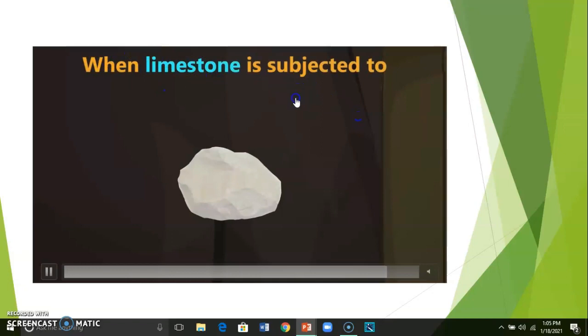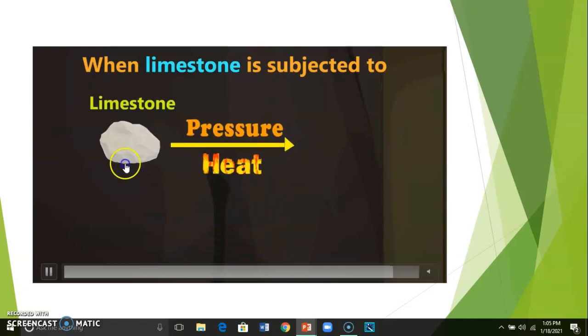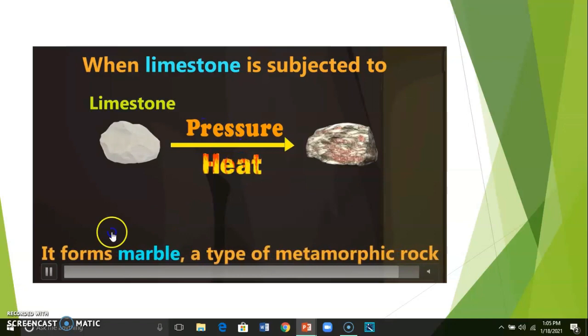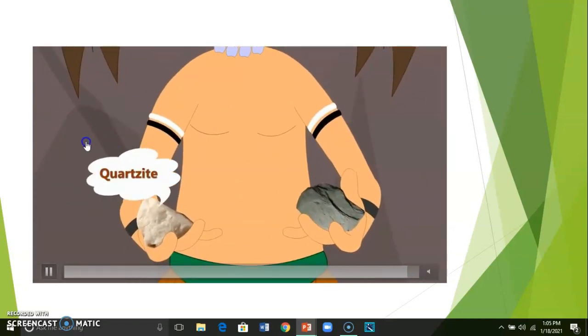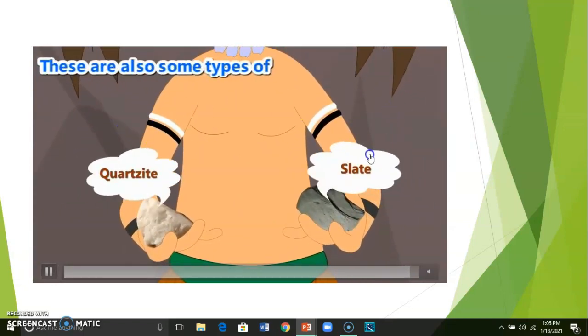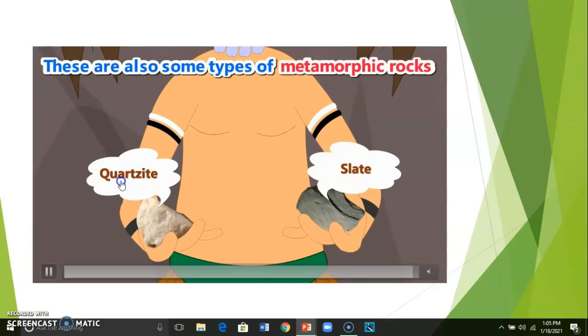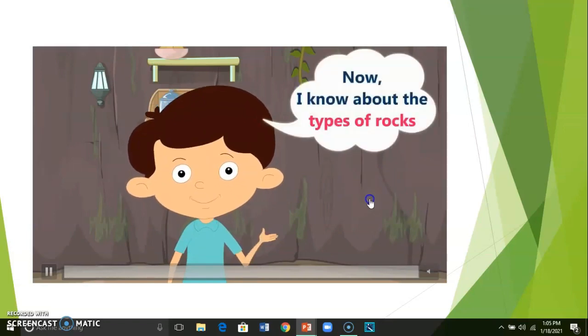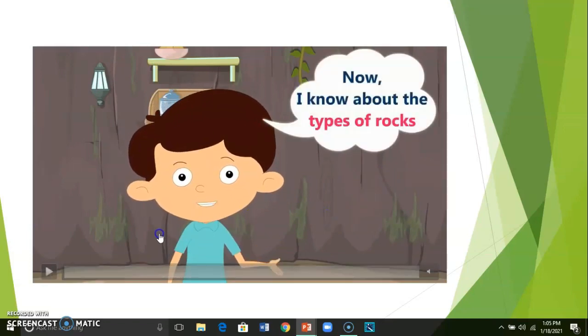When limestone is subjected to pressure, limestone is a sedimentary rock. Pressure and heat form marble, a type of metamorphic rock. So, because of the pressure and heat, the limestone becomes marble. Other examples are quartzite and slate, as we discussed a while ago. Okay, so you now know about the types of rock.